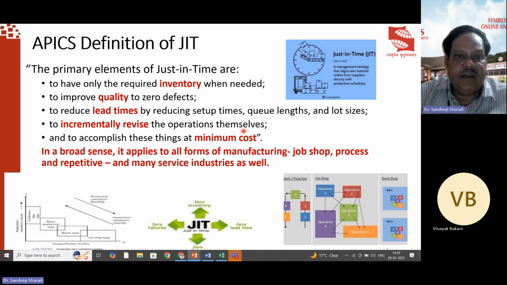So the APICS definition of JIT: if we consider the primary elements of just-in-time, they are to have only the required inventory whenever it is needed, to improve quality to zero defects, to reduce the lead time by reducing setup time, queue lengths, and lot sizes, to incrementally revise the operations themselves, and to accomplish these things at medium cost. In the broad sense, it applies to all forms of manufacturing, job shop, process and repetitive, and many service industries as well.